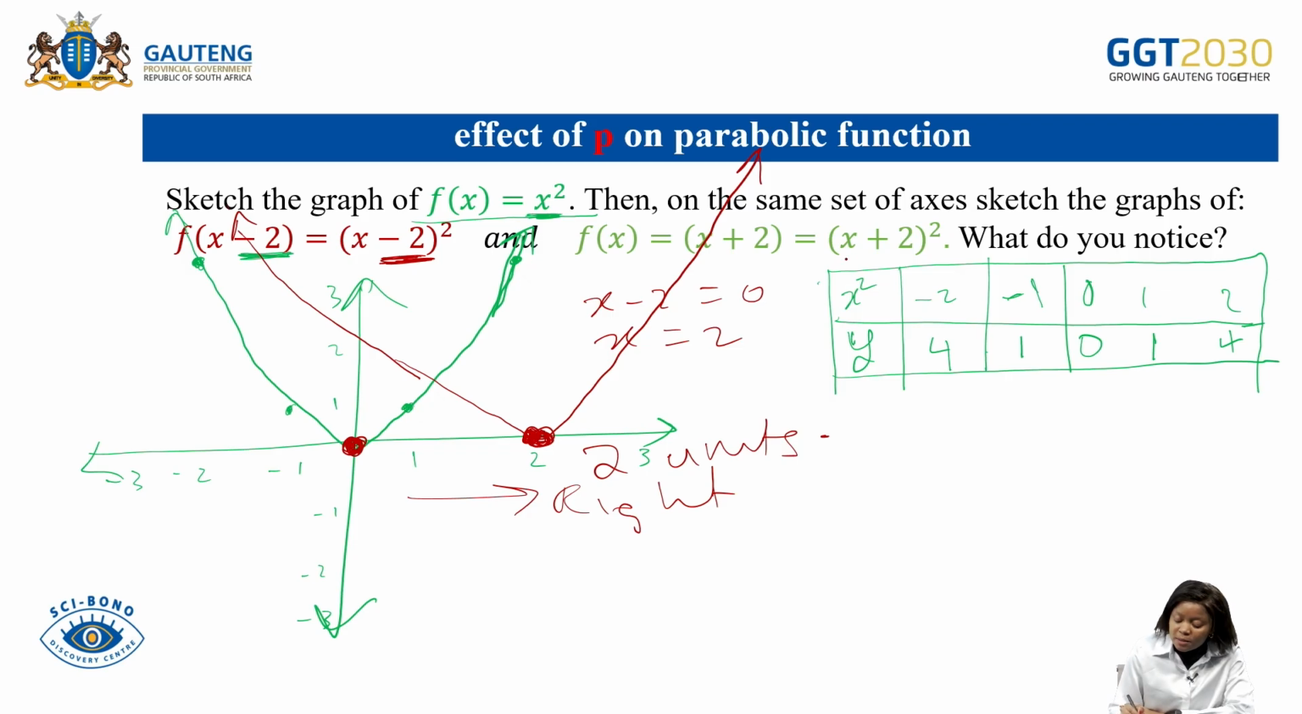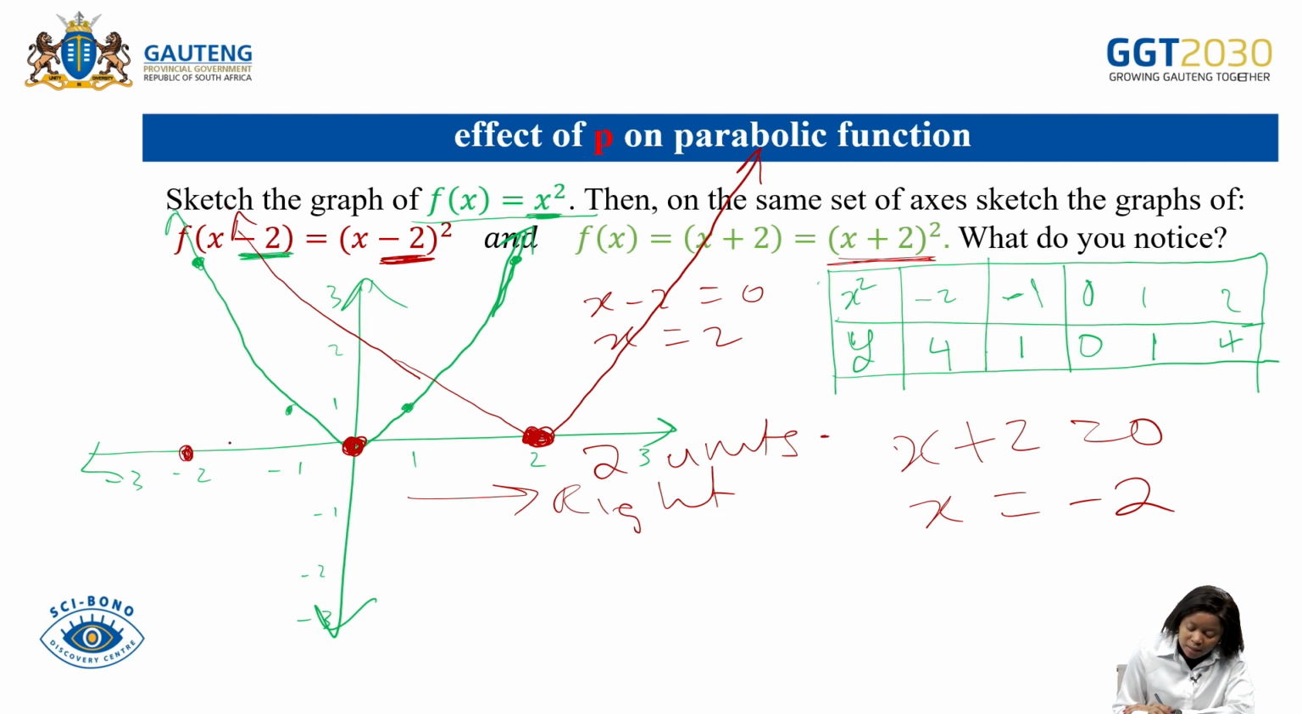And if it's x plus 2, if you are solving for x there, you'll get x is equal to negative 2. Then from there, your graph is now going to turn here instead of turning at 0, right? So your graph is now going to turn at negative 2, meaning that your graph is going to be like this.